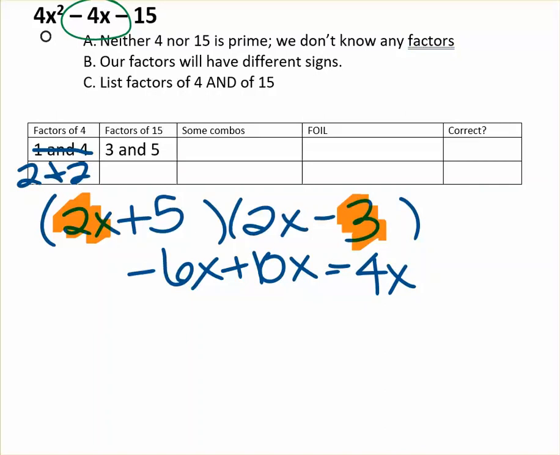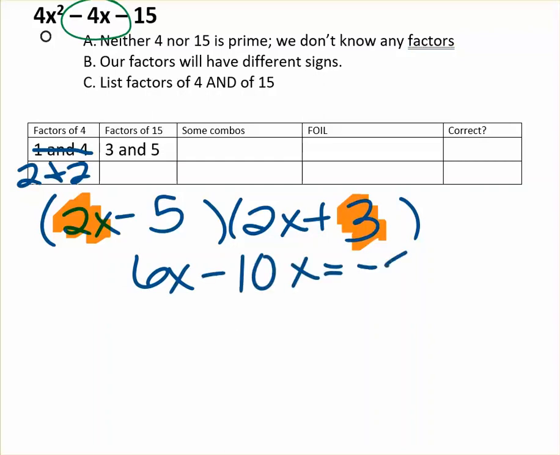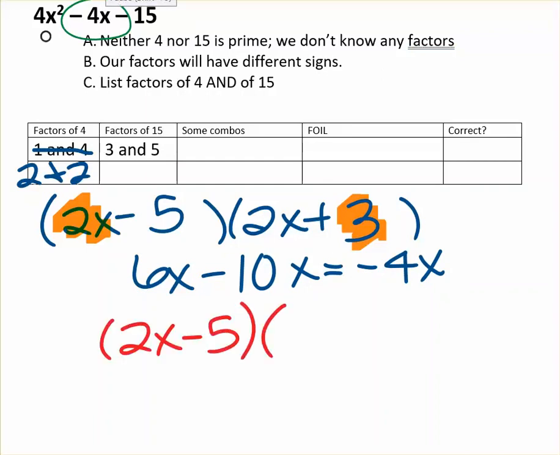So in other words, all I need to do is just switch the signs. Okay, so instead of plus 5 and minus 3, I'm going to make this minus 5 and plus 3. Now if we check our outside, that gives me 6x minus 10x. Awesome, negative 4x. So my factored form is 2x minus 5 times 2x plus 3. Now that worked with guess and check. It took a little bit of time. Let's see what would have happened if we solved the same one using grouping.